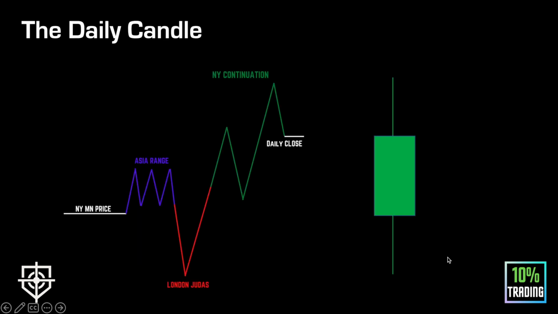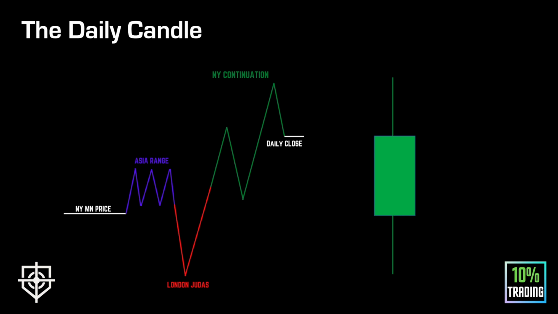Now, the first thing is, we're trading intraday. So when are we trading? During the day, of course. During the day means trading during this daily candle. This is what your typical day can look like in Forex. Midnight price, of course, where the candle starts. We have an Asia range. We have something called a Judas swing for London. And then New York provides continuation. These are the three main parts that I look for on a day-to-day basis.